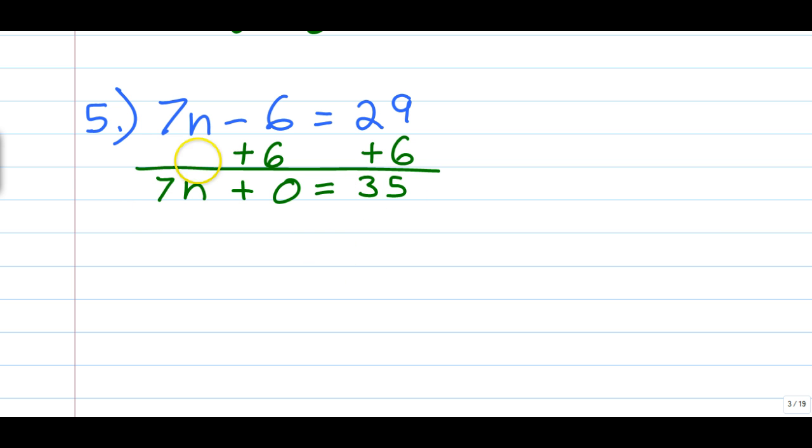Next, we'll move the 7 away from the n. When we look at the 7 and the n, 7 is multiplying to n. The opposite would be to divide, so we will divide both sides by 7. n then ends up being equal to a positive 5.